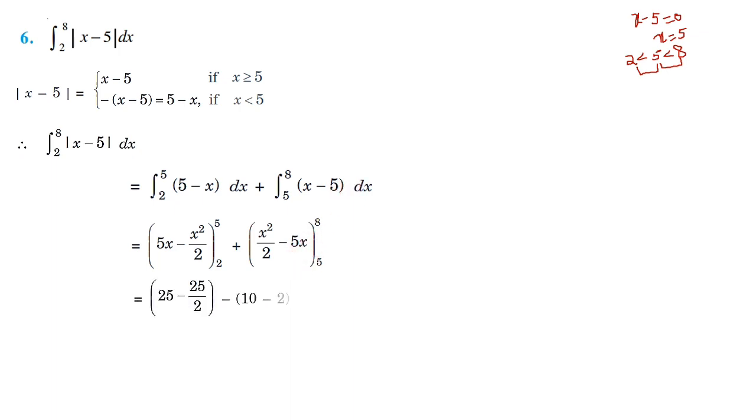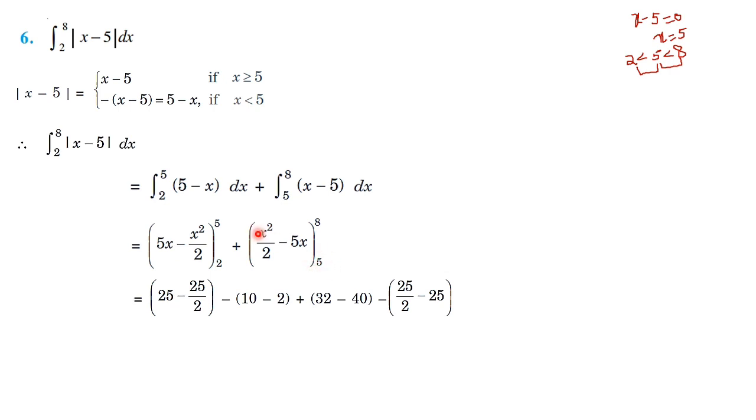So apply the limits. Now we apply 5 times the upper limit, that means 5 times 5, 25, minus 5 squared, 5 squared is 25, by 2, minus the lower limit, that means 5 times 2, that is 10, minus 2 squared. 2 squared is 4, 4 by 2 is 2. Then plus, this plus is there, then 8 squared. 8 squared is 64, 64 by 2 is 32, minus, here this minus. Then 8 times 5 is 40, minus the lower limit.